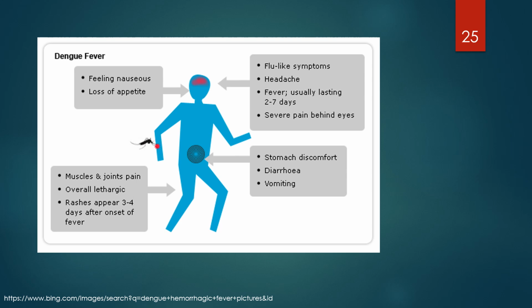This slide lists common symptoms and signs of dengue fever and include flu-like symptoms of headache, fever lasting 2 to 7 days, eye pain, myalgia, joint pain, lethargy, a maculopapular skin rash, and gastrointestinal symptoms of diarrhea, nausea, and vomiting.